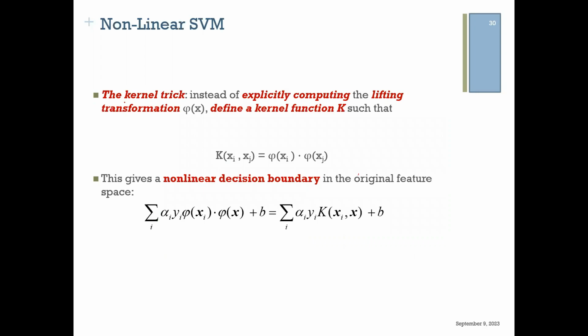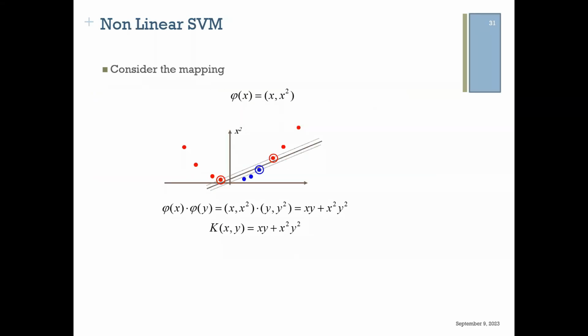So the kernel trick, as people popularly call the idea. From our experience, this has been the very unique attribute of the support vector machine. The way the kernel trick works is that instead of explicitly computing the lifting transformation, you define a kernel function K such that this relationship holds. We then get a nonlinear decision boundary in the original feature space. Then your work can easily be carried out as intended. This separation can be done.